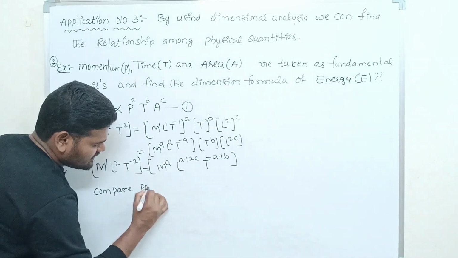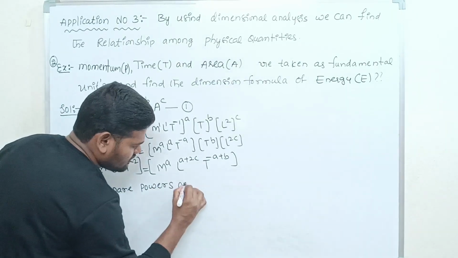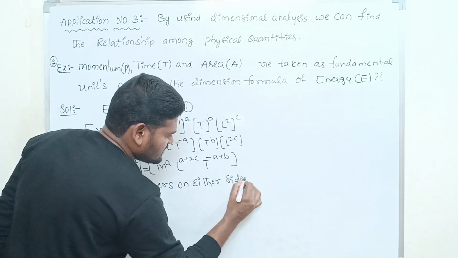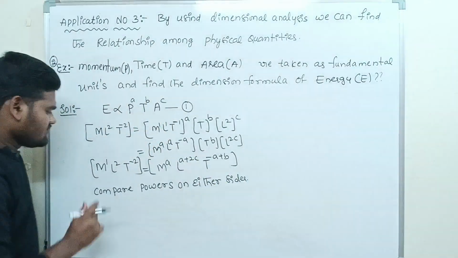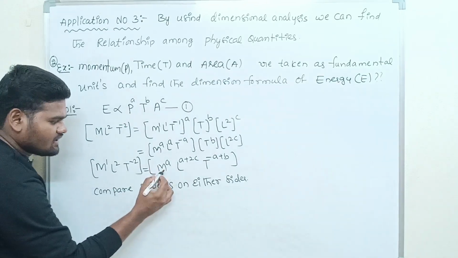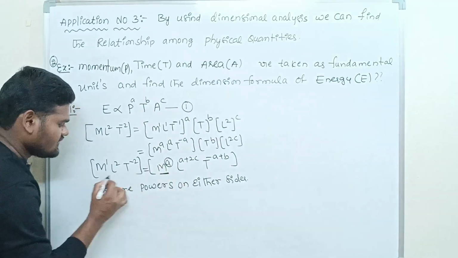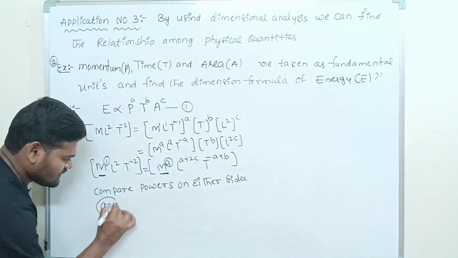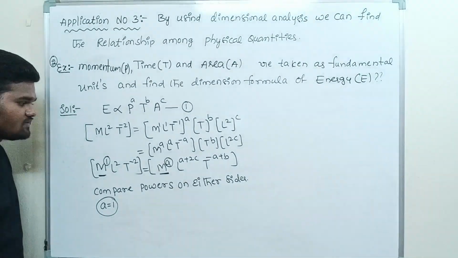Compare powers on either side. So m power 1, m power a. A is there, here m power what? 1 is there. So a is equal to how much? 1. We got a is equal to 1.